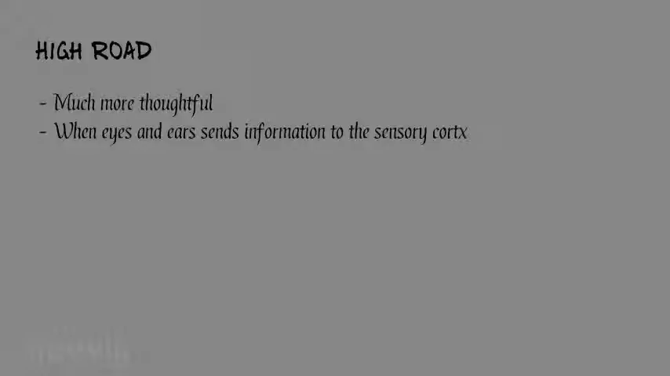The high road is much more thoughtful. When your eyes and ears sense the sound and motion of the situation, they relay this information to the thalamus. The thalamus sends this information to the sensory cortex, where it is interpreted for meaning. The sensory cortex determines that there is more than one possible interpretation of the data, and passes it along to the hippocampus to establish context. It then sends a message to the amygdala about whether they are in danger. The amygdala can then tell the hypothalamus to shut off the fight or flight response.